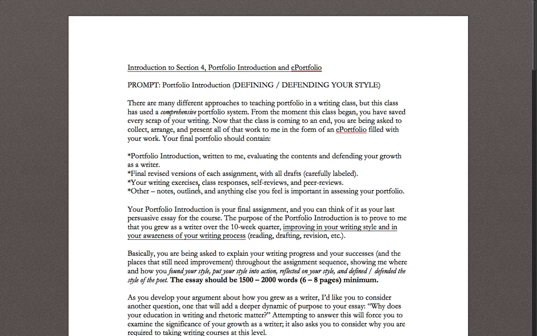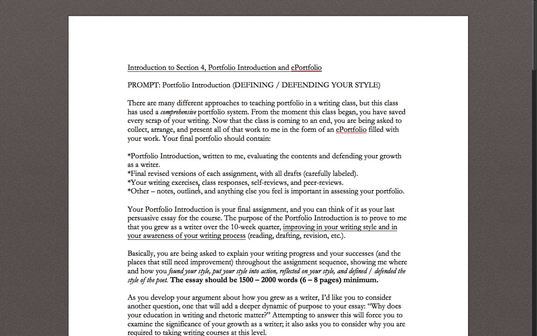So the prompt says this: there are many different approaches to teaching portfolio in a writing class, but this class has used a comprehensive portfolio system. From the moment the class began, you have saved every scrap of your writing. Now that the class is coming to an end, you are being asked to collect, arrange, and present all of that work to me in the form of an ePortfolio filled with your work. Your final portfolio should contain the portfolio introduction, which is an essay, a persuasive essay written to me, evaluating the contents and defending your growth as a writer.